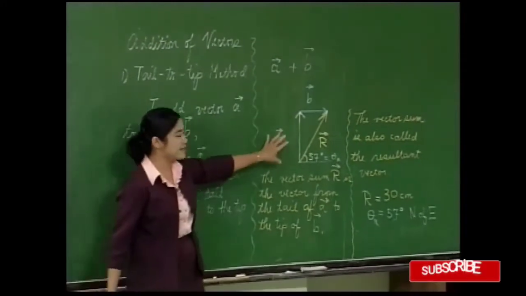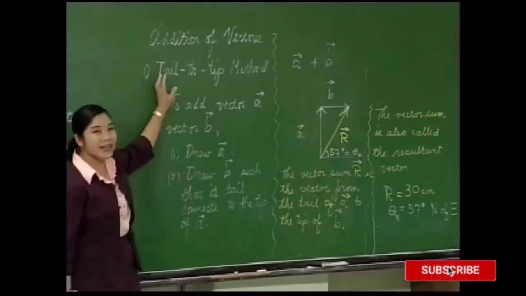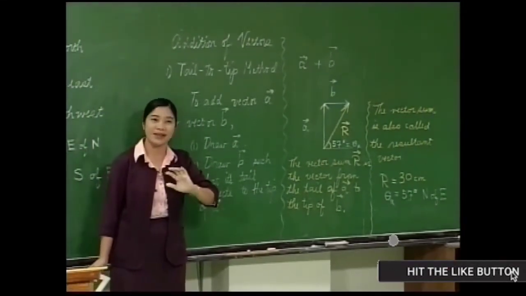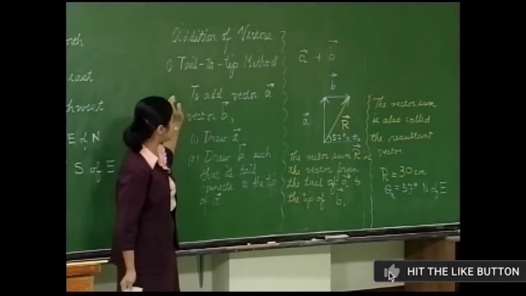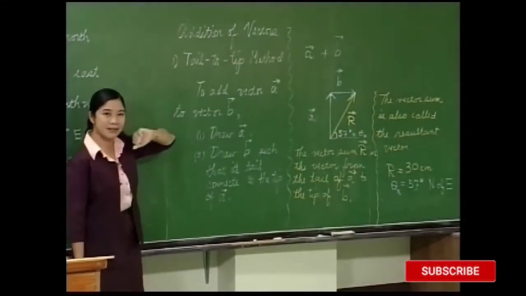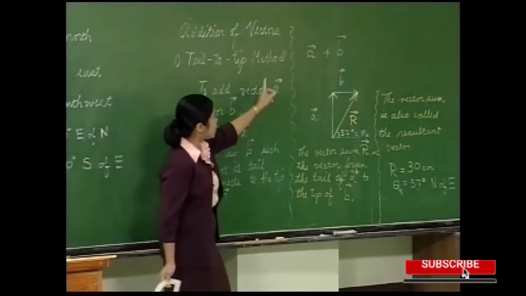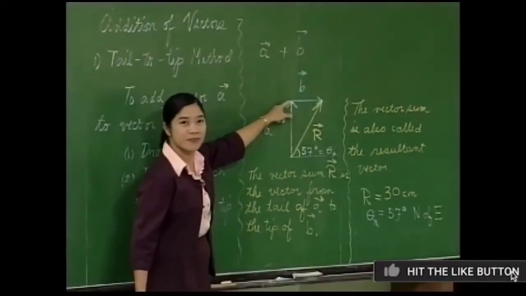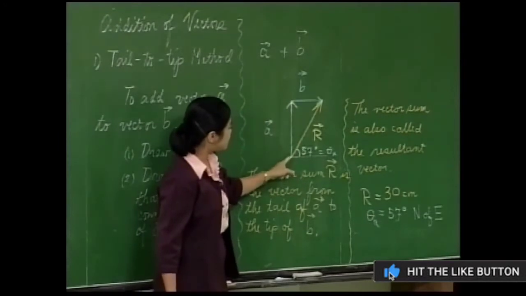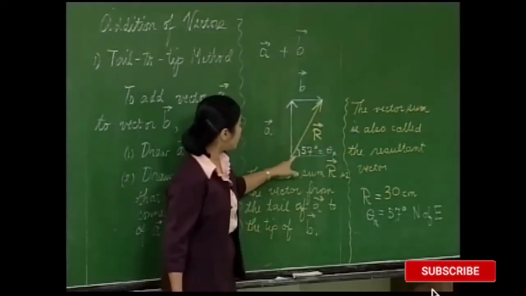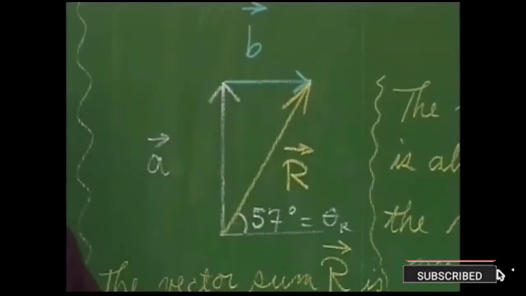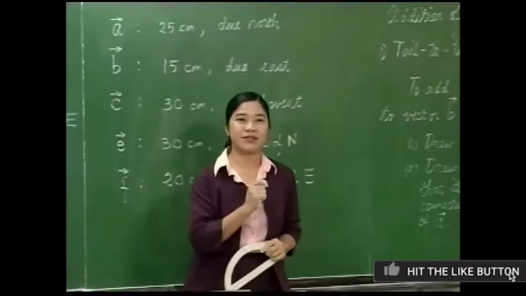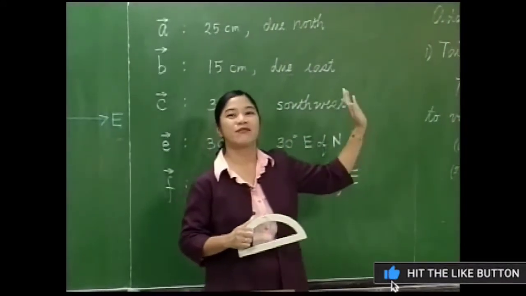I will repeat because this is very important. To add vectors, do not add them like numbers. They combine in a different way. The first method, the simplest method, is what we call the tail-to-tip method. You take the tail of the second vector, connect it to the tip, and so on. And the resultant vector, or the vector sum, will be from the tail of the first vector to the tip of the last vector. If you have many vectors, you will simply do that for all the vectors.